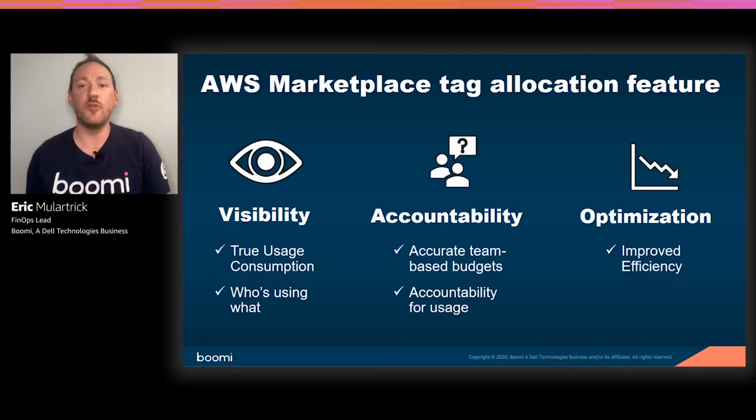So enter November 1st of 2019, the happiest day of my life outside of the birth of my 2 children. AWS came through with a feature in which the tag allocation, as Devika talked about earlier, is now mirrored from the EC2 resources to the software licenses themselves. Once this feature was released, immediately we had the true usage consumption and the visibility into doing so.